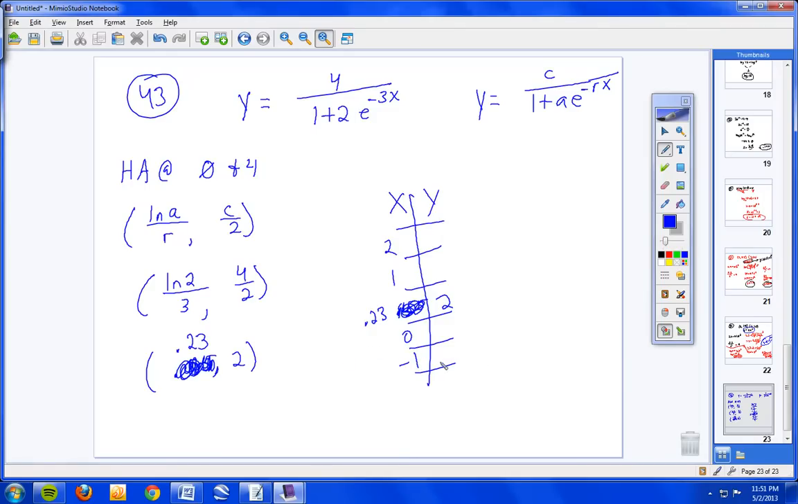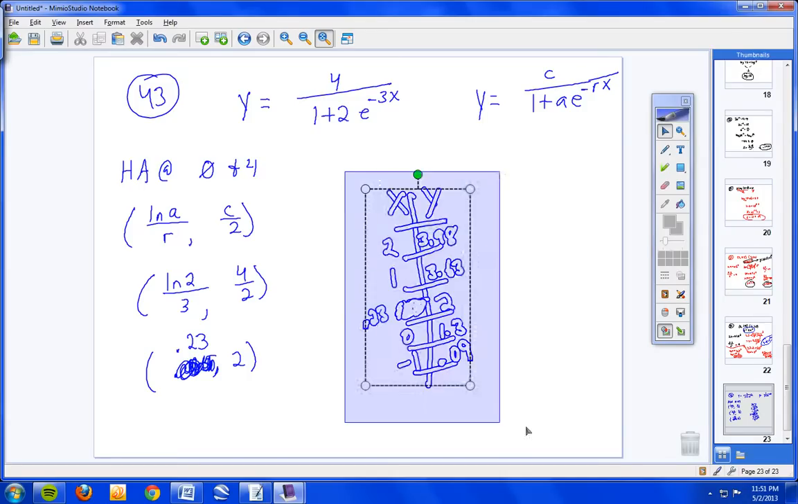So using your table of values, if you've already typed it into your calculator, negative 1 is 0.09, which is good enough. 0 is 1.3. 1 is 3.63. And then 2 would be 3.98. All right, now don't forget what your asymptotes are. Do you see them? 0 and 4 are your asymptotes.